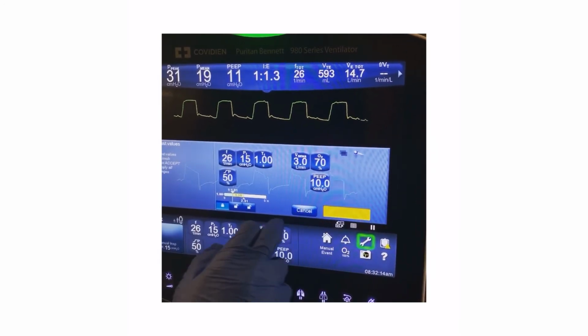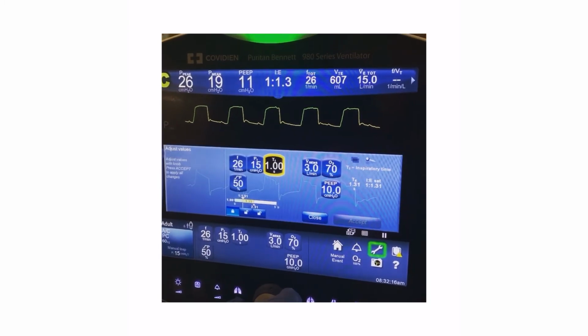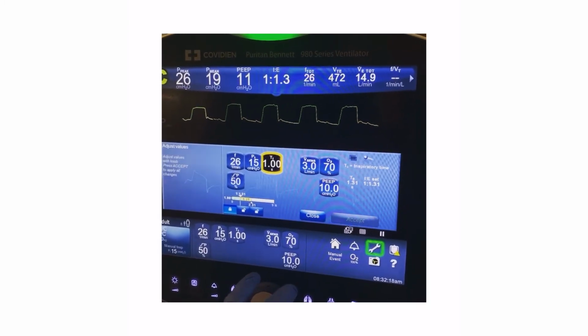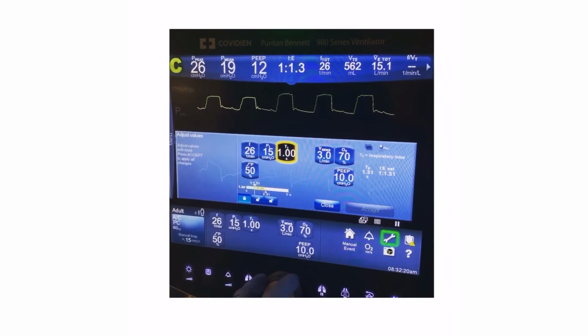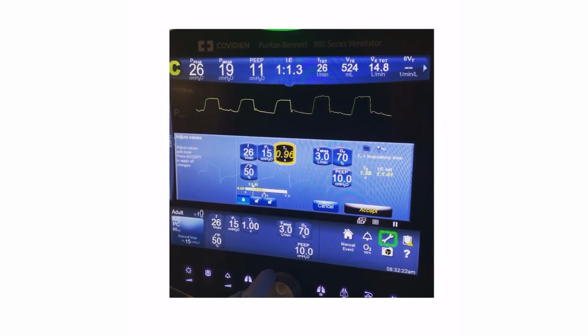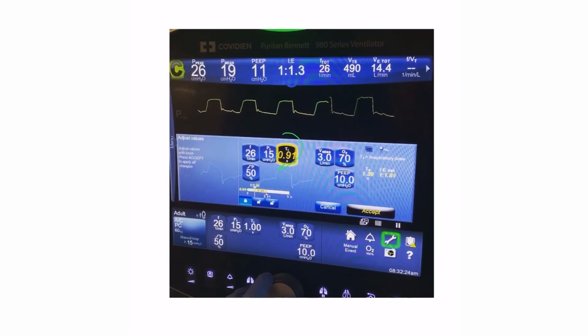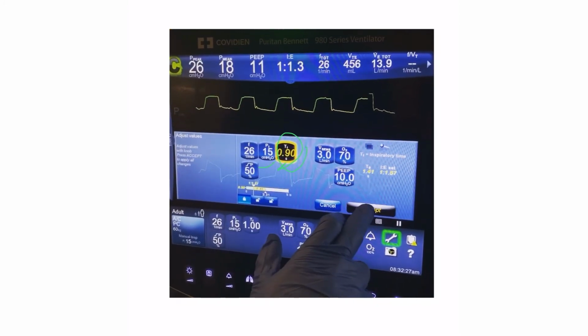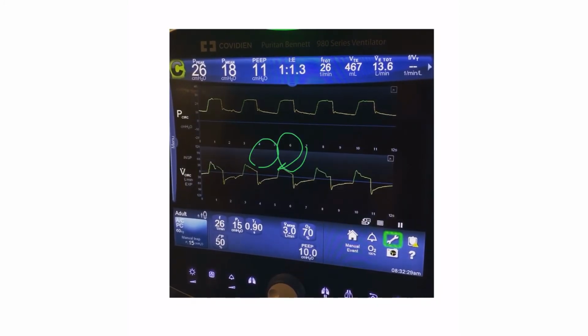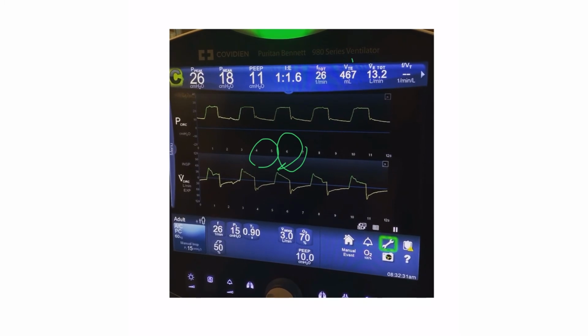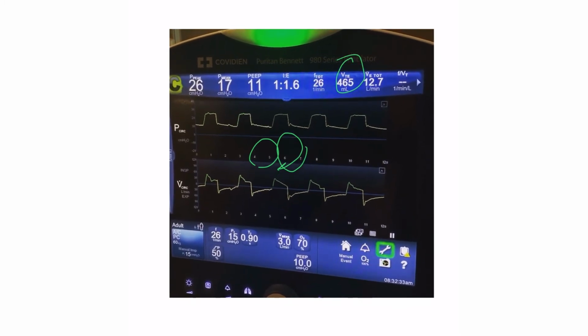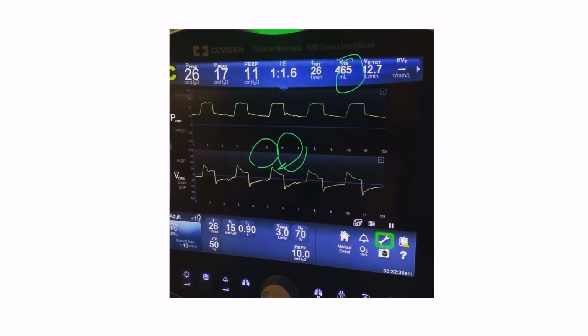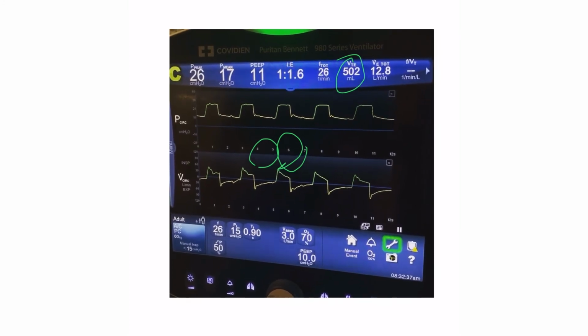So he's playing with the inspiratory pressure. He dropped the inspiratory pressure, and now he's playing with the inspiratory time, as you see. He decreased this to 15 and he dropped the inspiratory time to 9. Look at this. This dropped almost 200 mL in tidal volume.